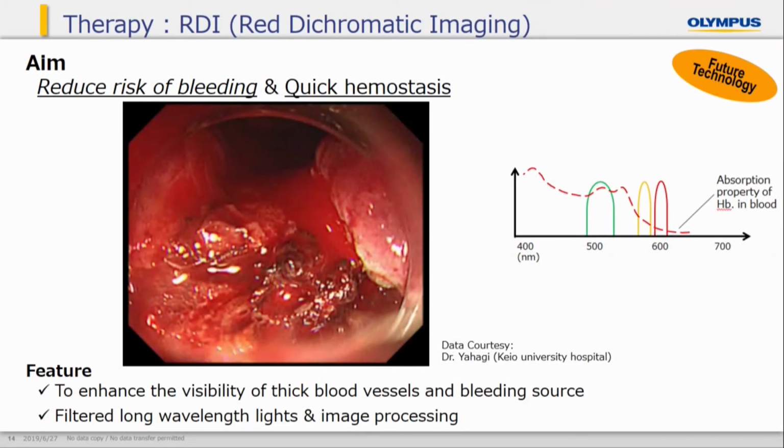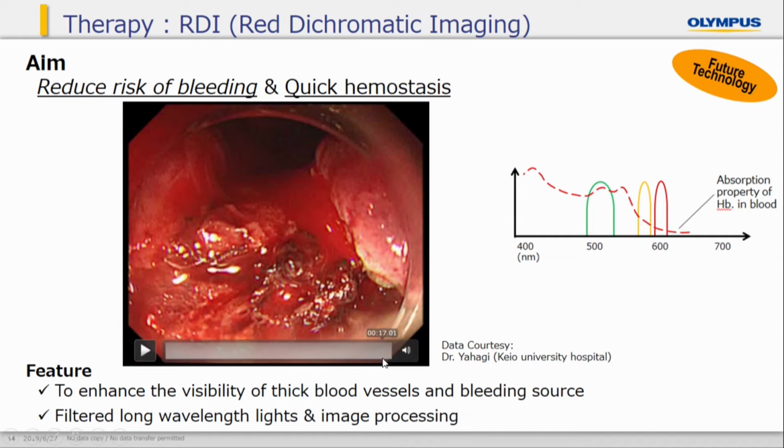And about the RDI, dichromatic imaging. This is still the prototype, purely future technology. So I will share with you. With this RDI technology, we expect to reduce the risk of bleeding and achieve quick hemostasis.